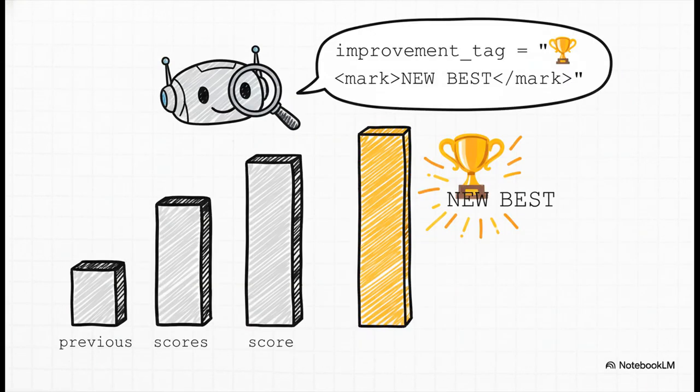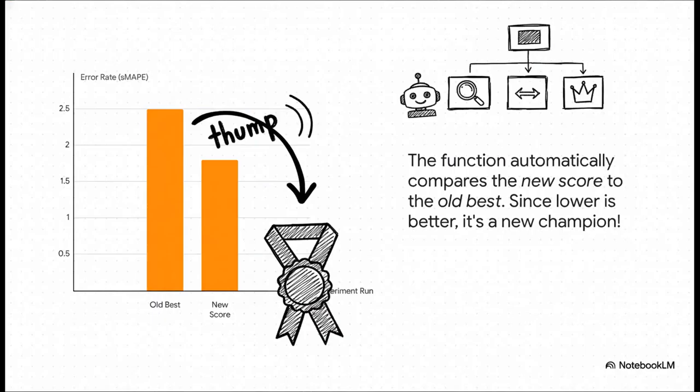But here is the really cool part. Tucked away inside that function is this little bit of logic. Before it logs a new experiment, it automatically goes and fetches your previous best result, compares the key metric, and if your new score is the winner, bam, it flags it with this new best tag. And this is what that looks like in action. Let's say your goal is to minimize error, so a lower number is better. The function sees your new score of 1.8, compares it to the old best of 2.5, and it just knows it's a new champion. You don't have to check anything manually.